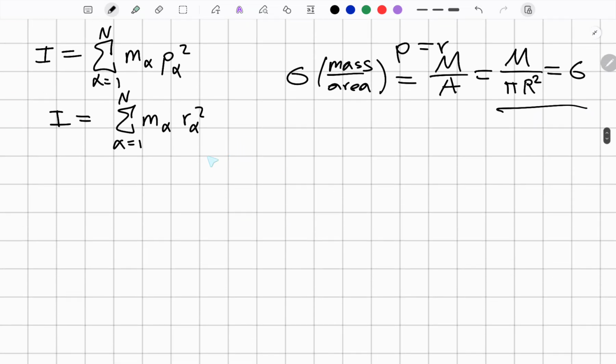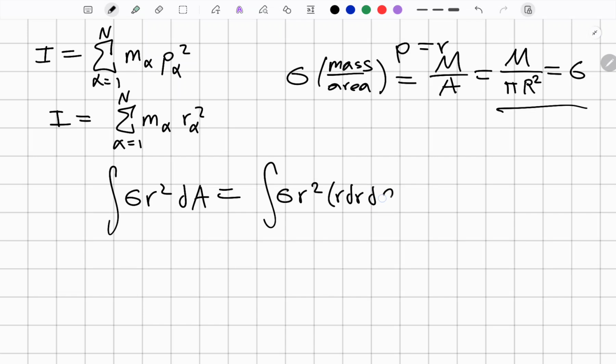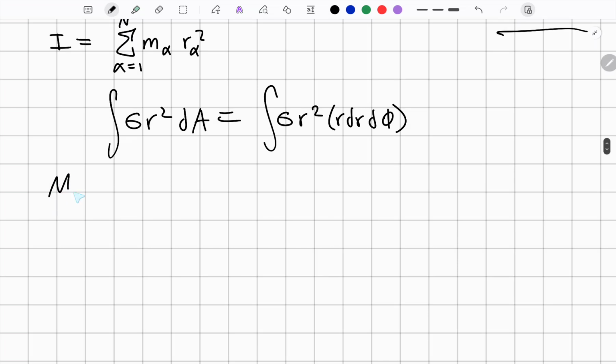If we're summing over the disk, we're going to have our density r squared dA, and in polar coordinates this is going to be equal to our density r squared r dr d phi. We'll go ahead and substitute in our density here. That's m over pi r squared, and we're going to have a double integral for that dA.